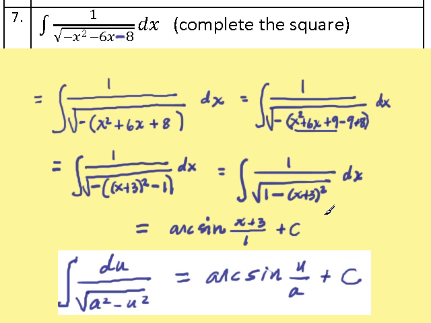Notice we didn't have to do a u substitution. We could have done u equal to x plus 3, but since du would be equal to dx, no constant would come out, and that's why we didn't do the u substitution.